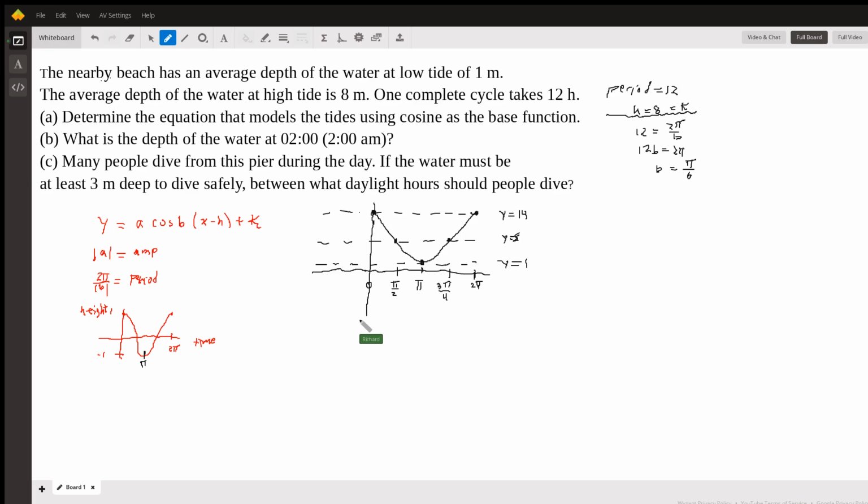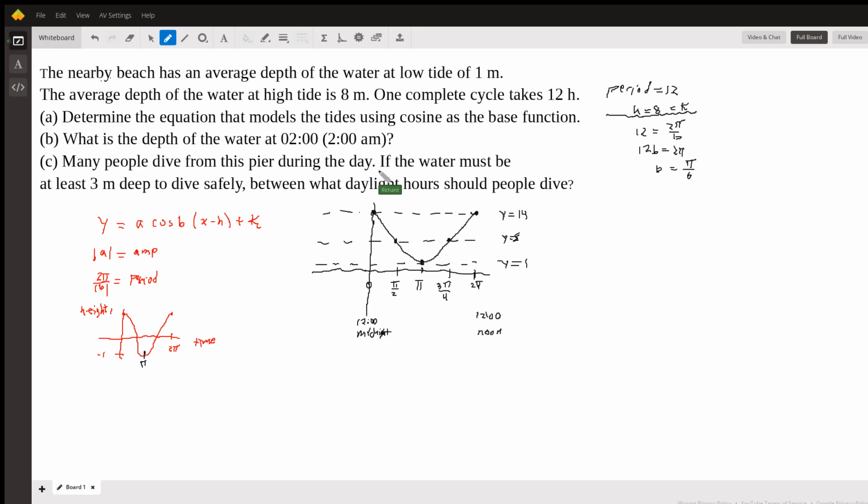So this is 1200 here if we were to put it in time, and then we have to just figure out how to scale this. So the full cycle takes 12 hours, so this would be 12 o'clock again. So this would be midnight, let's say, and then this would be noon, midnight.